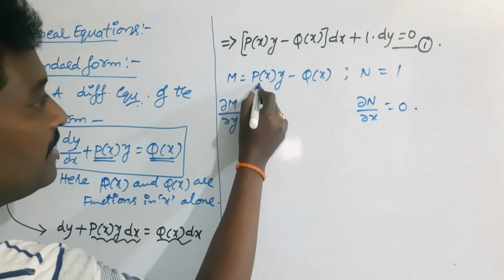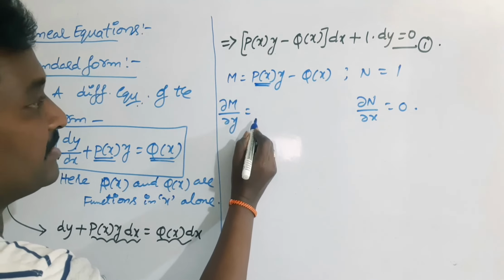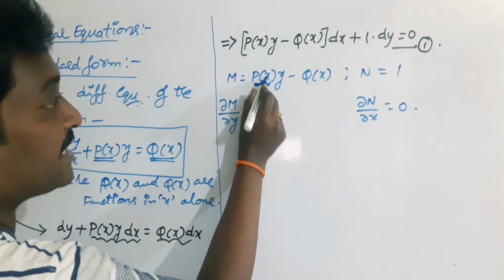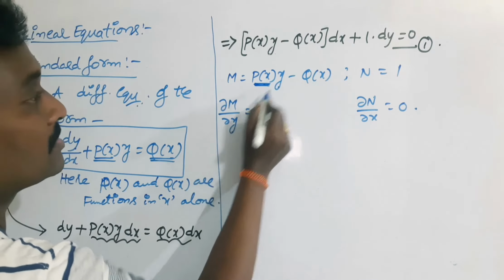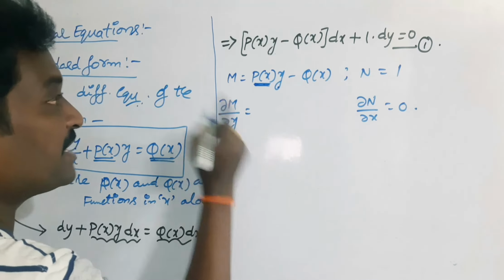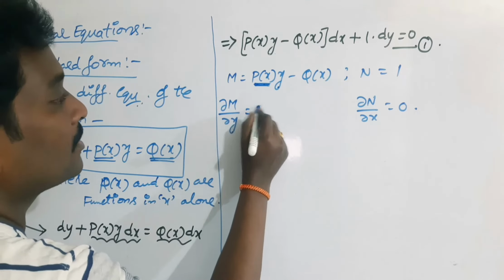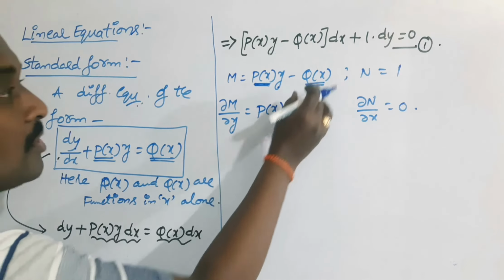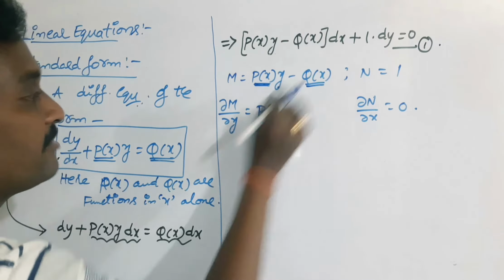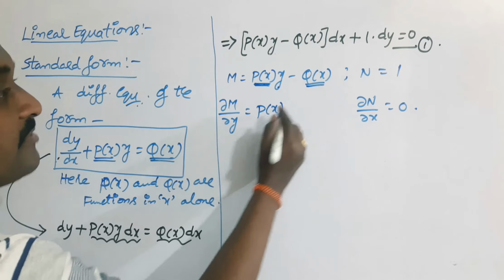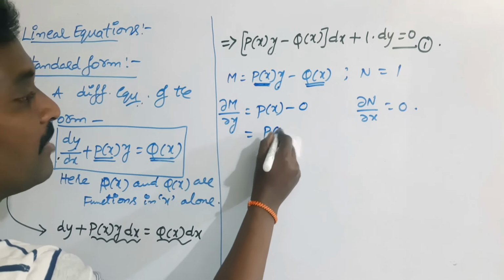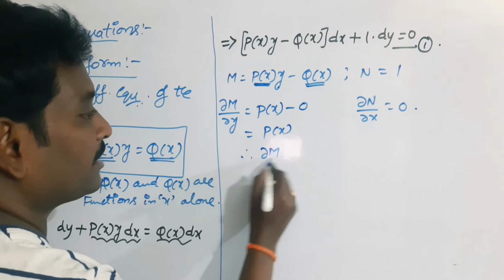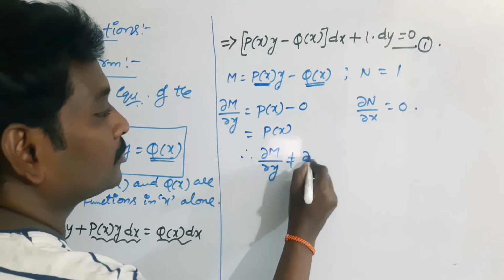Here P of x is a function in x, and y is the variable here. So the partial derivative of y with respect to y is 1. So P of x into 1 is only P of x. Q of x is also a function in x, so this entire term becomes constant with respect to y, that's why it is 0. So you will get P of x. So these both are unequal. So dou M by dou y is not equal to dou N by dou x.